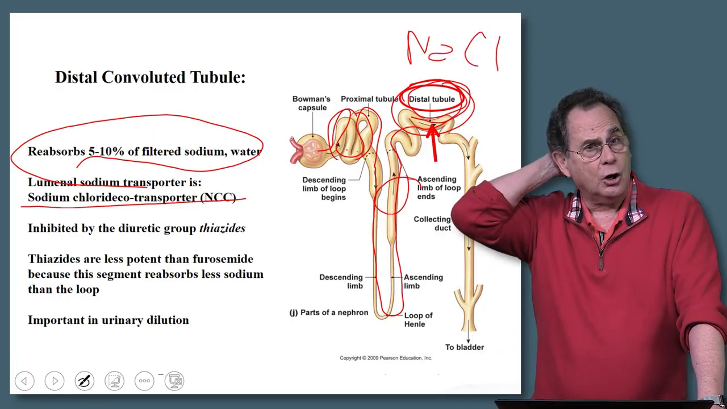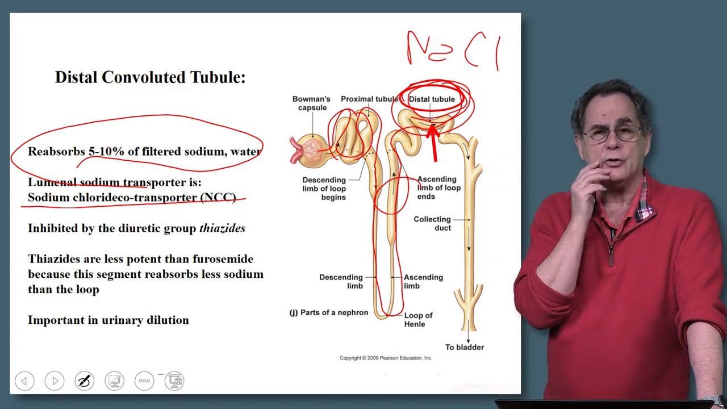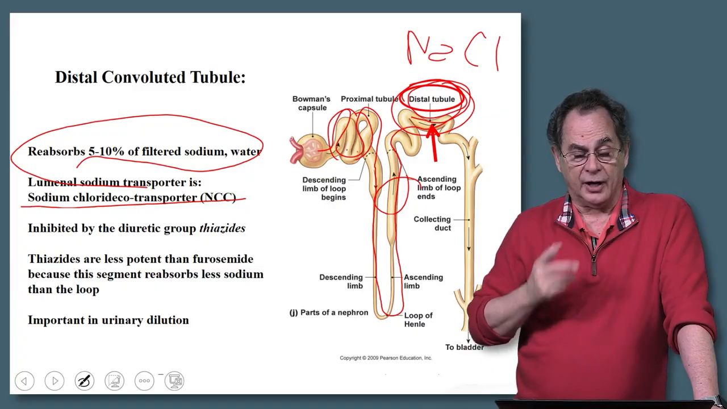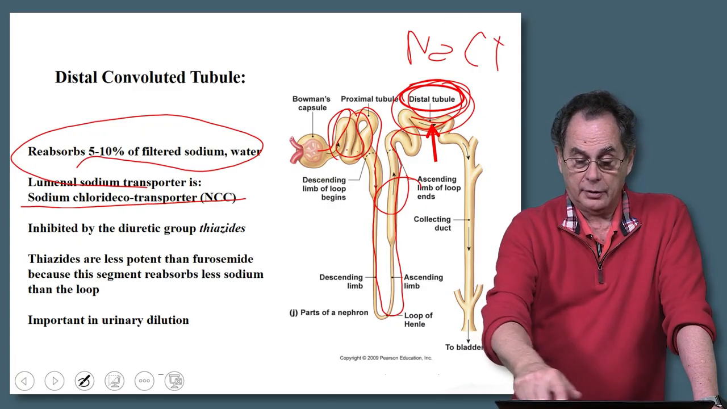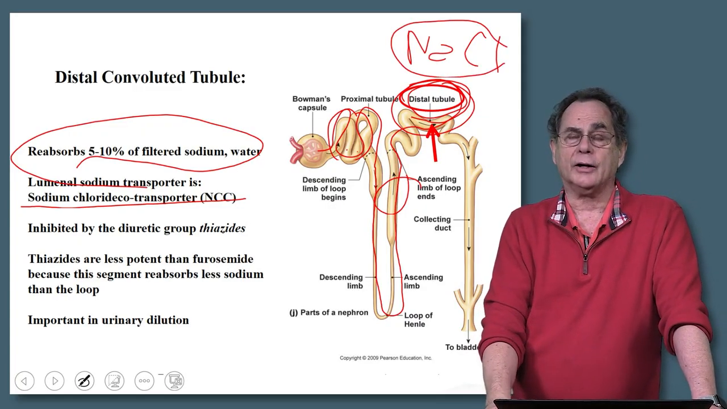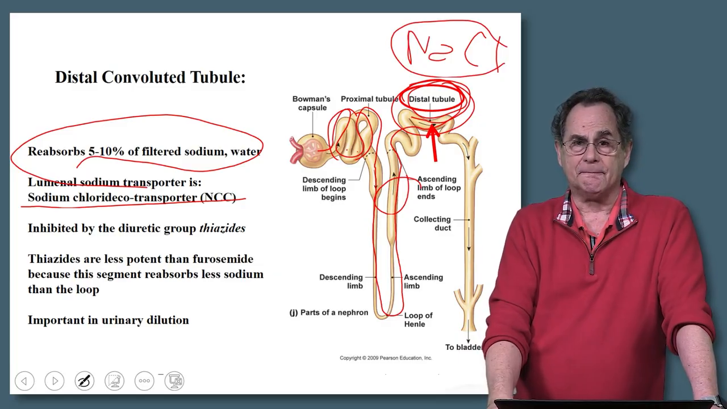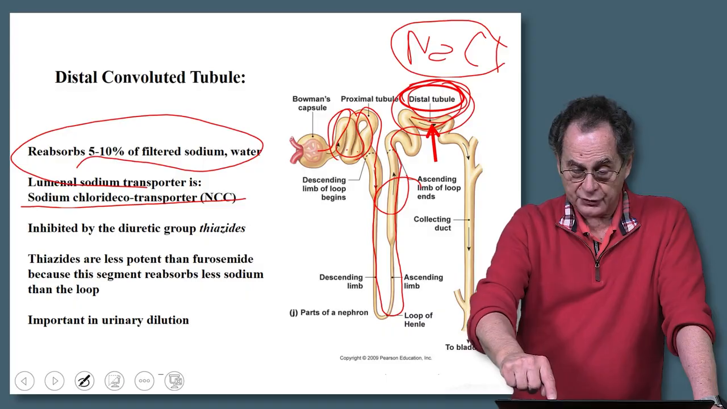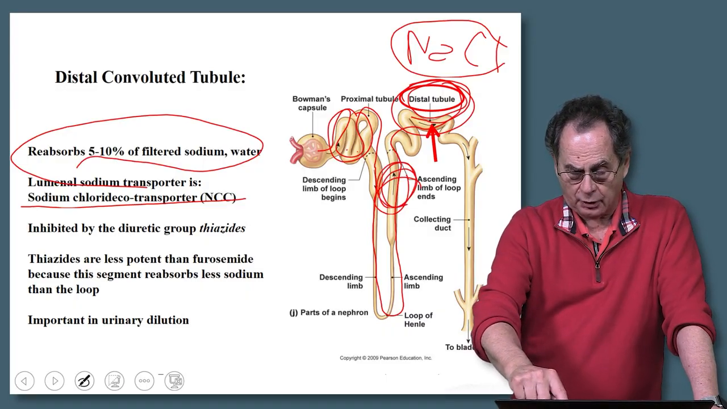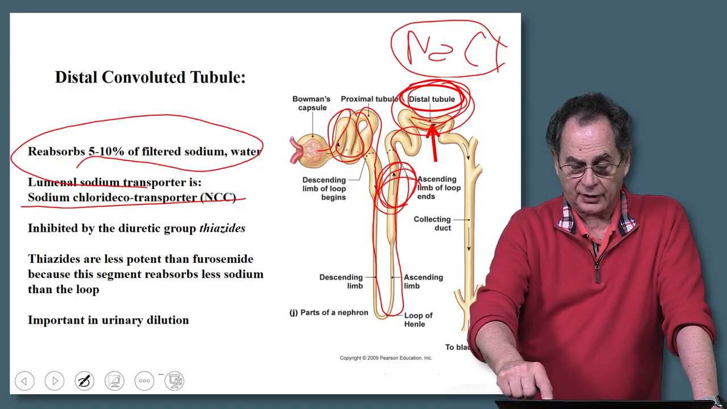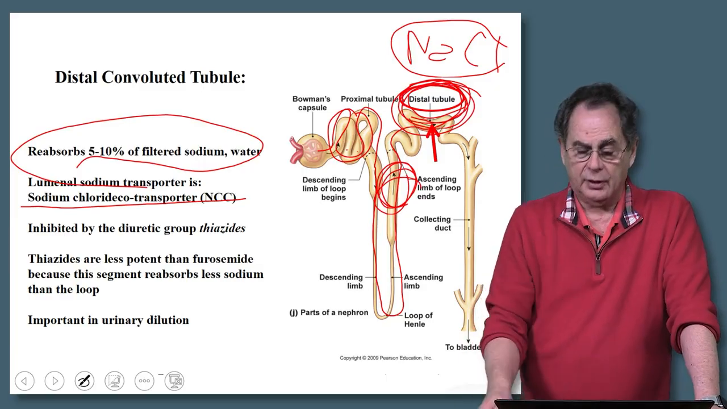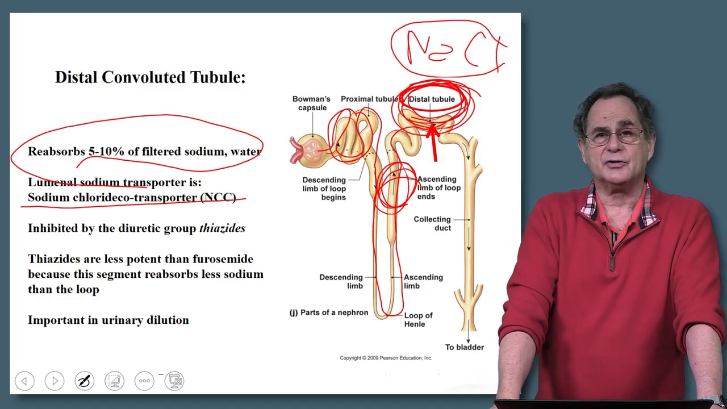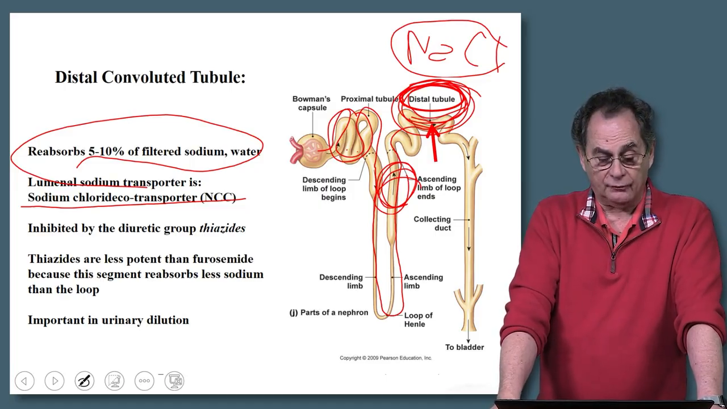Thiazides are very common drugs that are used to treat hypertension, and thiazide diuretics influence the sodium chloride cotransporter in the distal tubule. So furosemide causes sodium loss in the nephron by inhibiting transport in the thick ascending limb, and thiazide diuretics cause sodium loss in the nephron by inhibiting sodium chloride cotransport activity within the distal convoluted tubule.